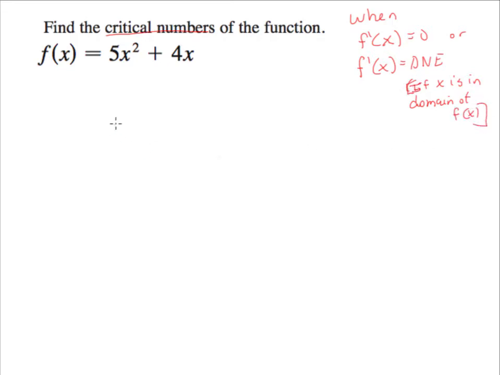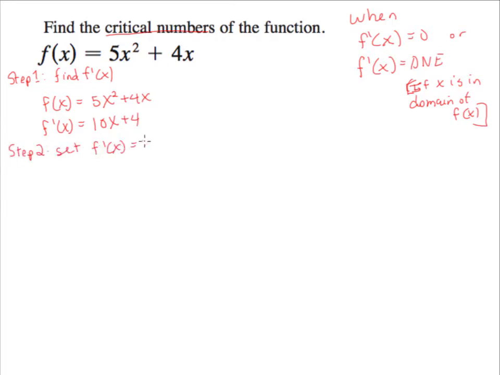So first thing you're going to have to do, when you're given a problem like this, is find the derivative of the function. So for f of x, our derivative would be equal to 10x plus 4. Second step, set your derivative equal to 0. So we would get 0 is equal to 10x plus 4. Solving this for x, we have that x is equal to negative 2/5. So this negative 2/5 is a critical number of our function f of x.